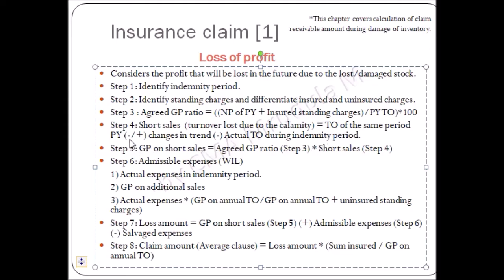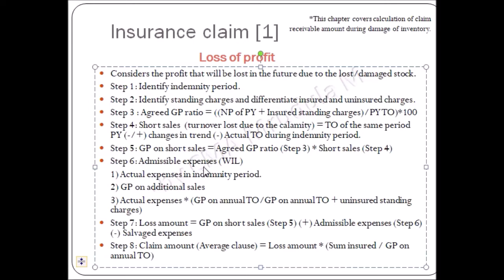If there are any specific changes in trend of turnover year after year, it will be specifically mentioned in the question, and that effect has to be given in this calculation. Step 5 is to calculate the gross profit on short sales, which is nothing but the agreed GP ratio calculated in step 3 into the short sales calculated in step 4. Step 6 is to calculate the admissible expenses. Admissible expenses means the expenses that are allowed by the insurance company to be claimed.